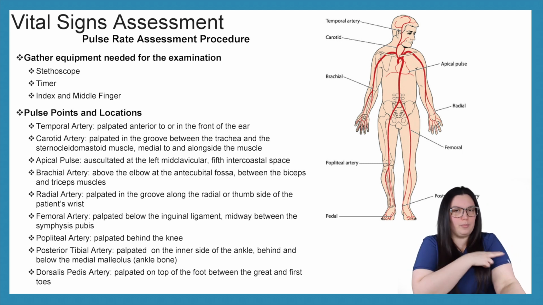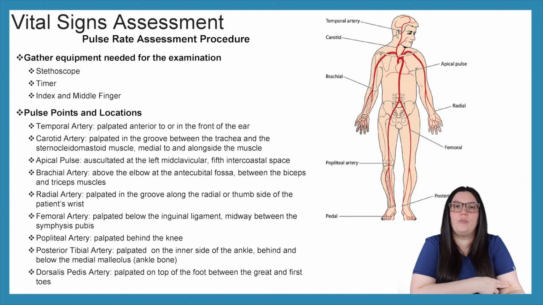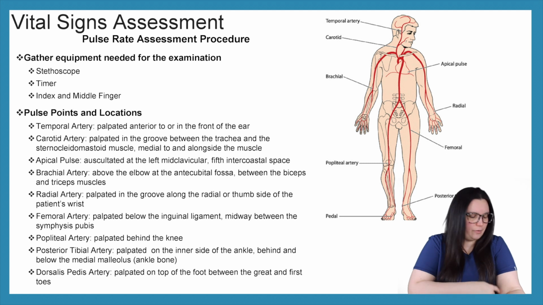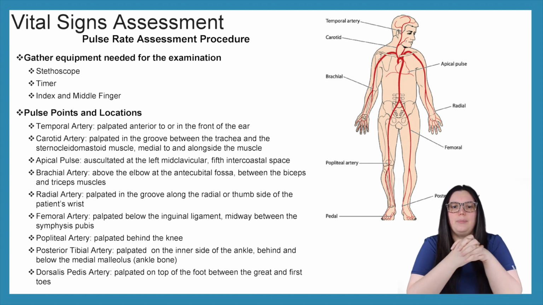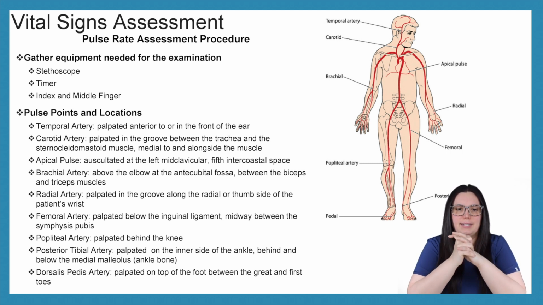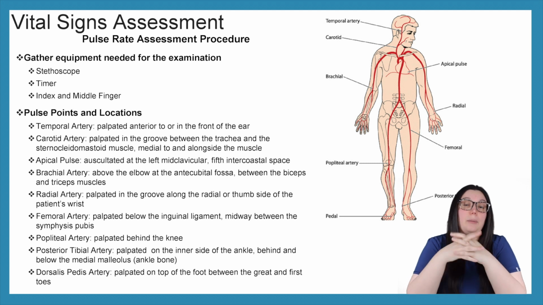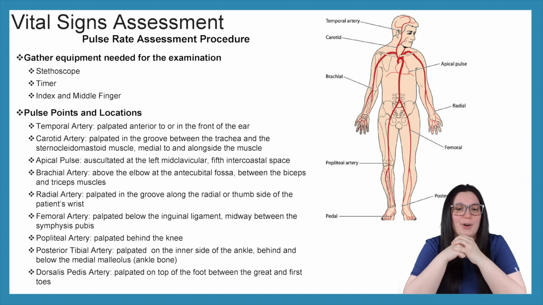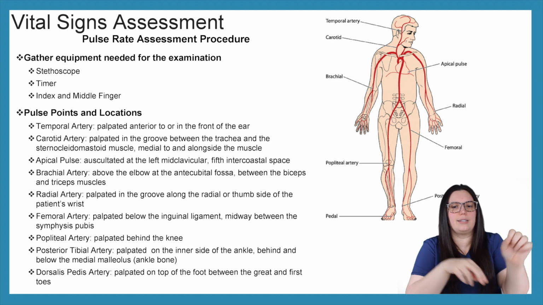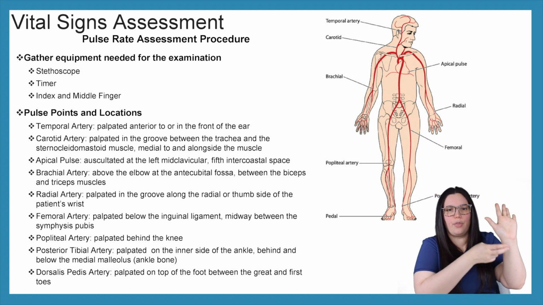Next, you have your brachial artery, which is what we listen to when we're looking for blood pressure. That's right above the elbow at the antecubital fossa, which is right in here, between the biceps and triceps muscles. Next we've got our radial artery. That's palpated in the groove alongside the radial and thumb side of the patient's wrist. With this one, you're going to count for 30 seconds and multiply that by 2.